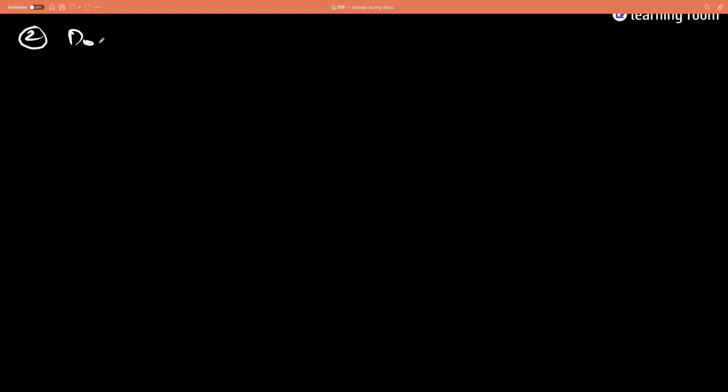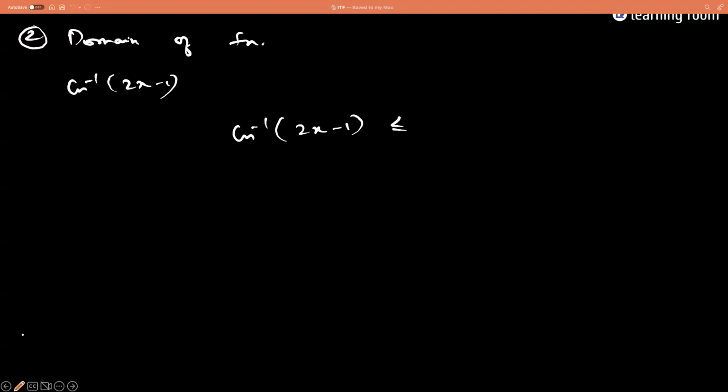Next is the domain of the function cos inverse of 2x minus 1. Domain of the function cos inverse of 2x minus 1. So cos inverse 2x minus 1 is less than or equal to? Sir, is it cos or cot? Cos.